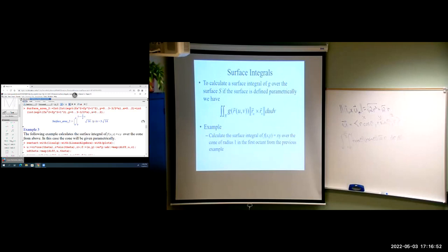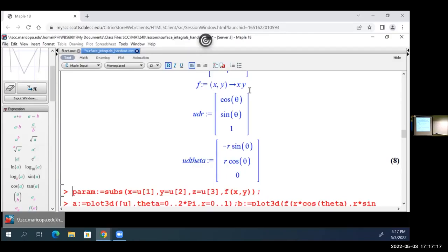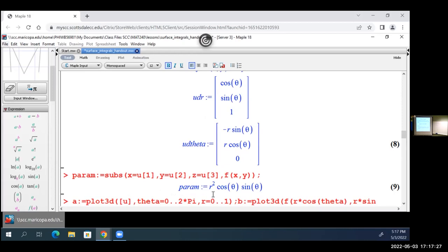So again, I'll do it with Maple, and like I said, I'll talk you through what everything's doing. So here I'm putting in the u, I'm putting in my function, and I'm taking the partials, u sub r and u sub theta. I'm just doing it all in one line. Here I'm subbing the parameterization into the function. So instead of it being f of x, y, it's going to be f of x of r comma theta, y of r comma theta, and z of r comma theta if we had one. All right, so that's the x times y.